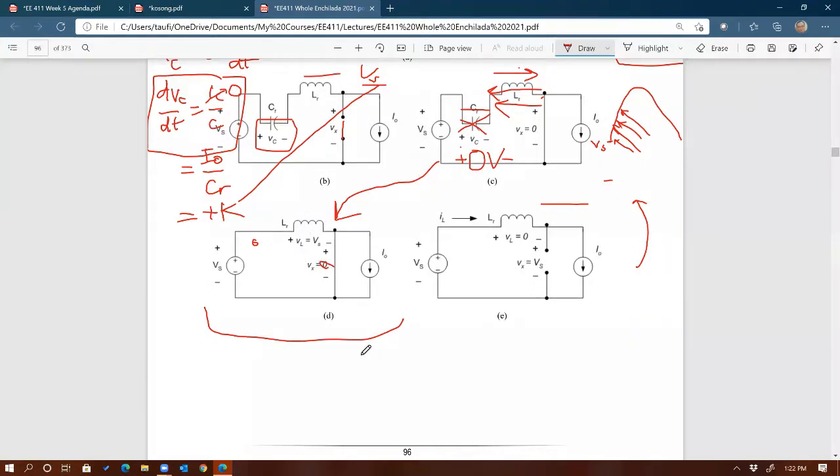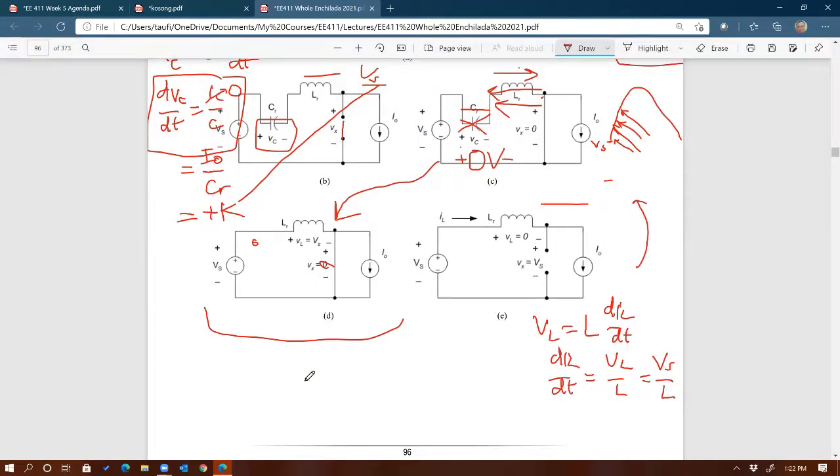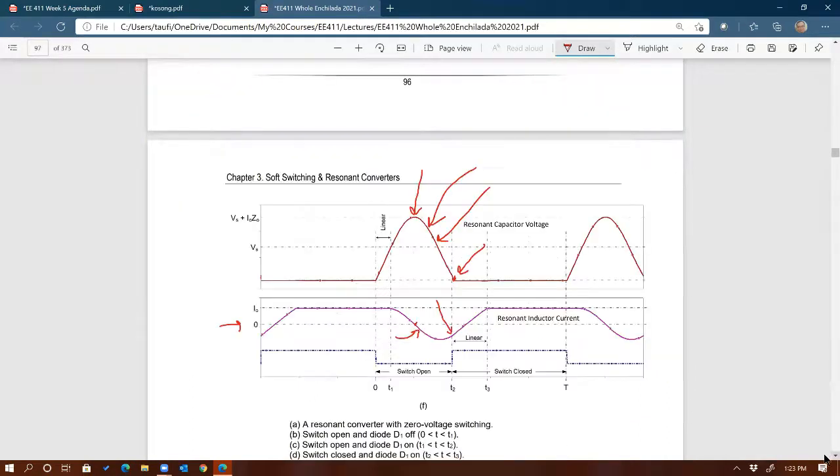What does that mean in terms of current through the inductor? It means that VL is equal to L diL/dt, so diL/dt is equal to VL over L, which is Vs divided by L. So what does that tell you? In this state, the voltage across the inductor is positive and L is positive, so the inductor current will increase linearly. And that's what we are seeing in this waveform right there. Hopefully it makes sense.